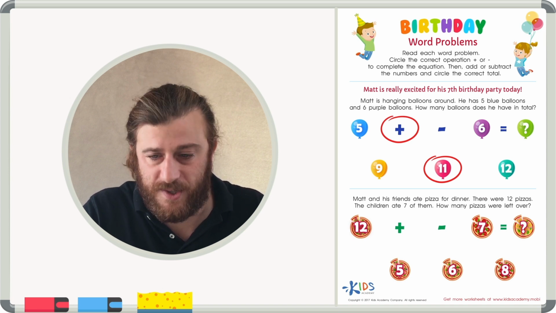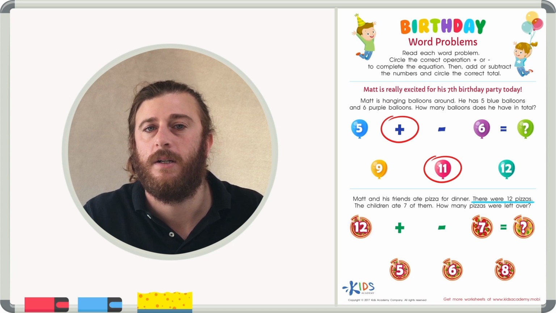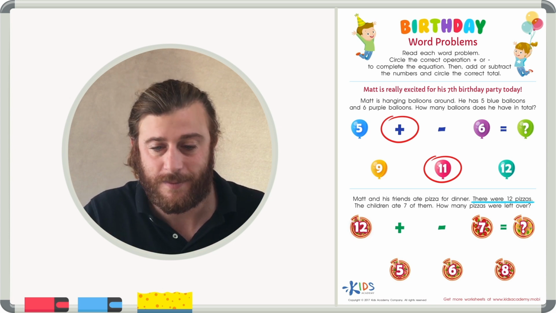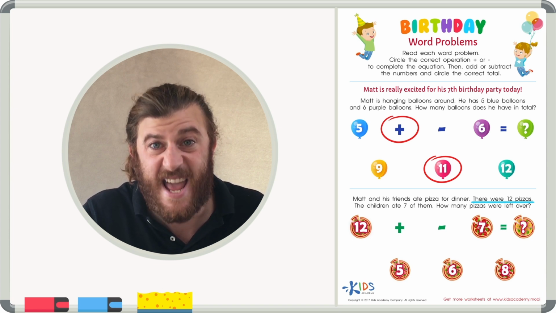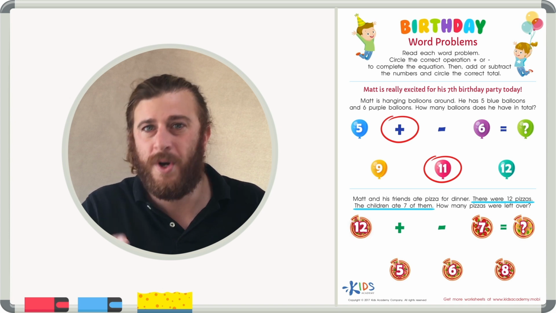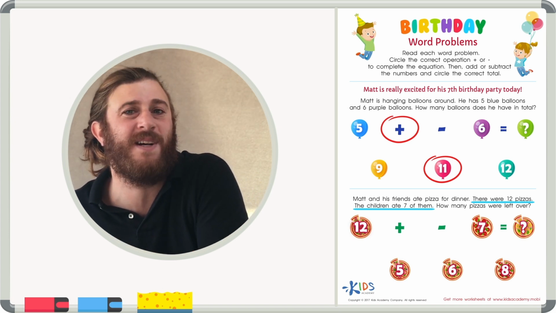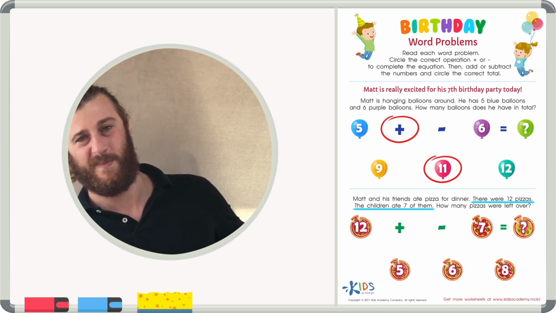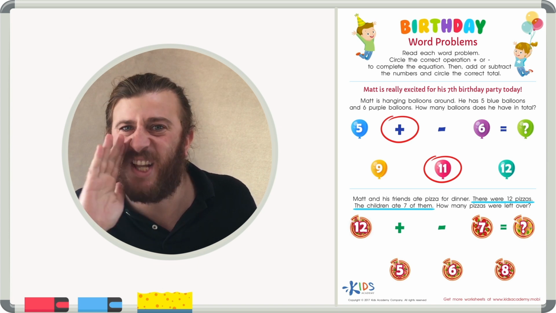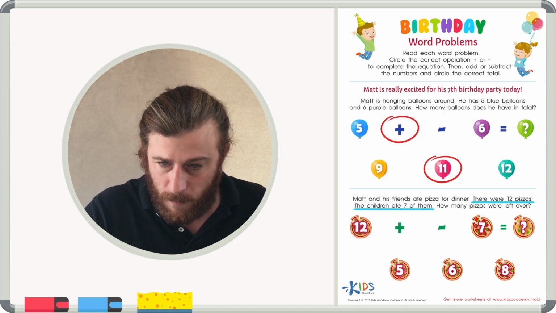There were 12 pizzas. That sounds like a fact. There were 12 pizzas there. Doesn't sound like we're getting any more pizzas, but let's keep reading. The children ate 7 of them. Another piece of important information. When you eat pizza, does the pizza disappear, or do you get an extra pizza? When I eat pizza, it usually disappears into my stomach. That's like taking pizza away, which is just like subtracting. But let's keep reading before we make that decision.